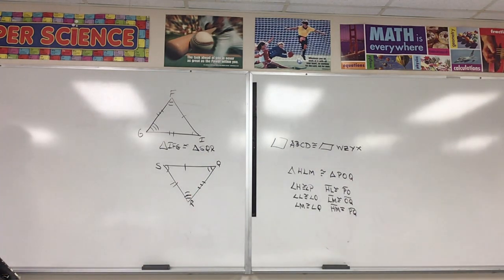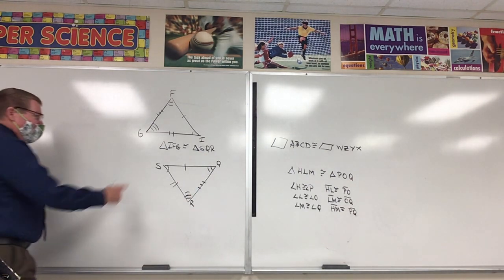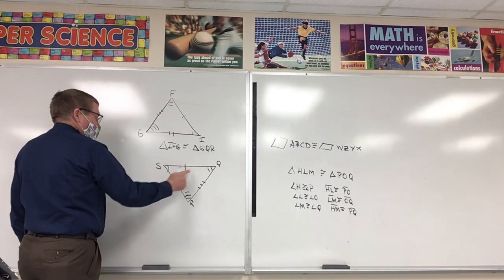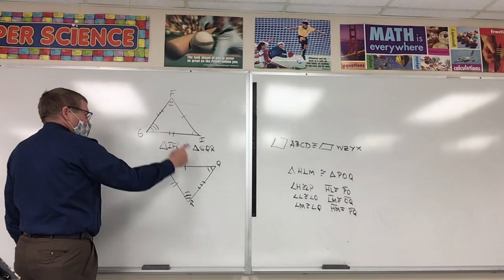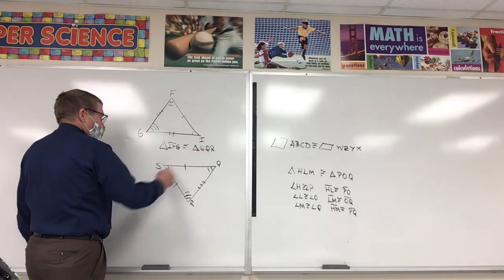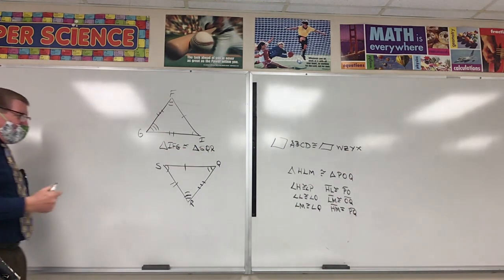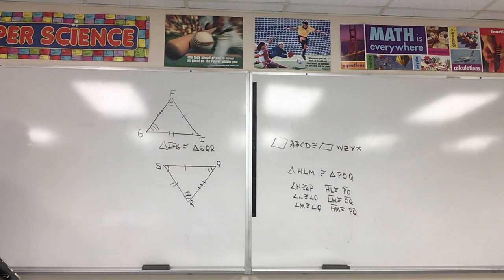Does everybody agree? Alright, so I matches up with S, F matches up with Q, and G matches up with R. So that is correct. It doesn't matter how we write it, as long as the corresponding parts are matched up. Definition of congruent figures, or congruent polygons. Anybody have any questions on that?